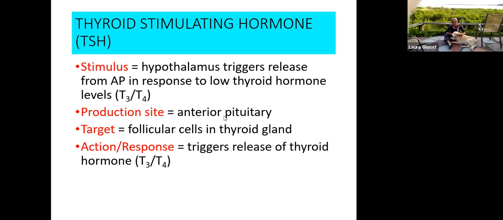Okay, so the stimulus is just a low level of T3, T4. We're going to keep it simple. Production site is the anterior pituitary, targets the thyroid, specifically the follicular cells of the thyroid gland, because they're two different regions. And the response is to increase T3, T4.